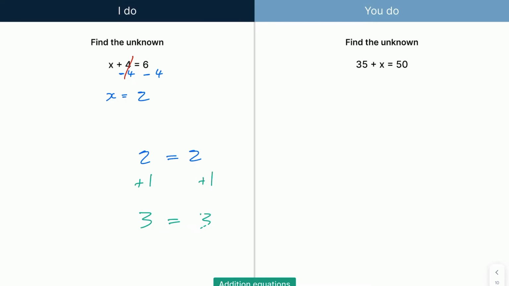So hopefully you've pressed pause and had a go at the example on the right. So here we have, find x. So what has x got next to it? It's got 35. Let's get rid of that 35. And then we have x is equal to 15.